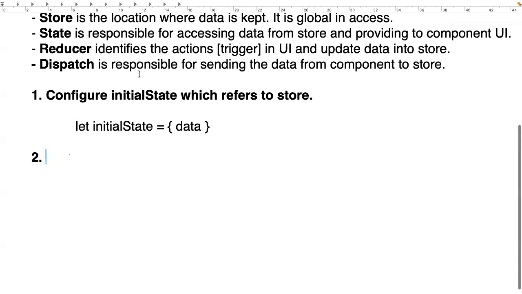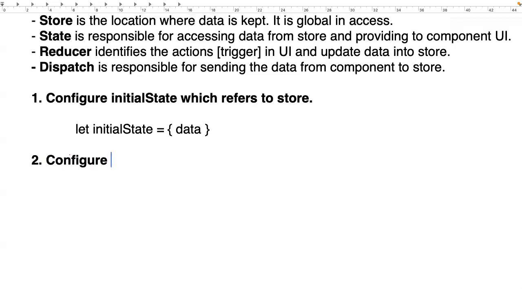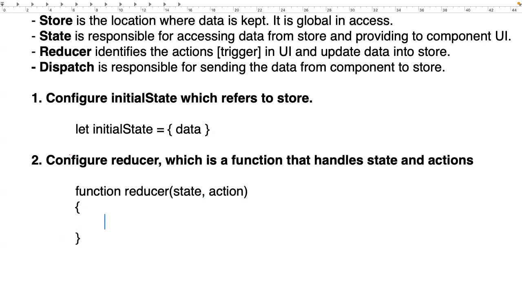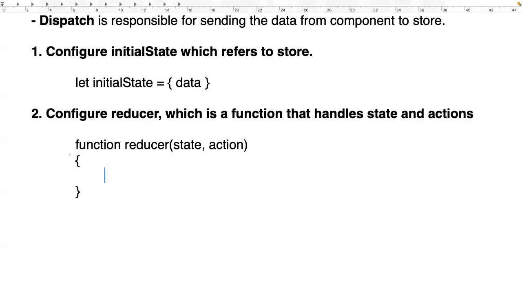After that, you have to configure reducer, which is a function that handles state and actions. So you need a function called reducer. Reducer is a function which will have state and action. State will get the data, action will identify what is the trigger.